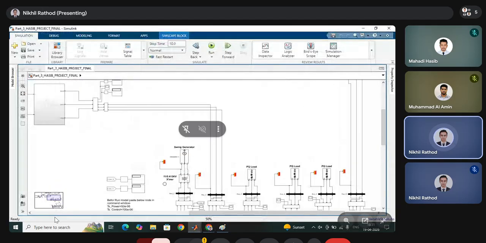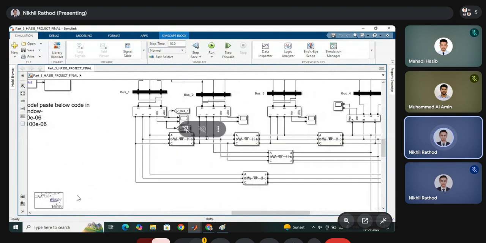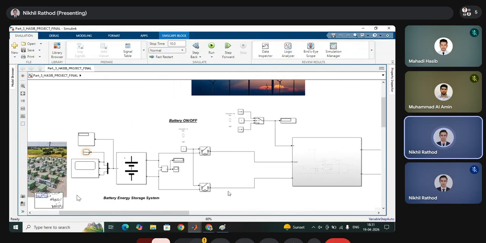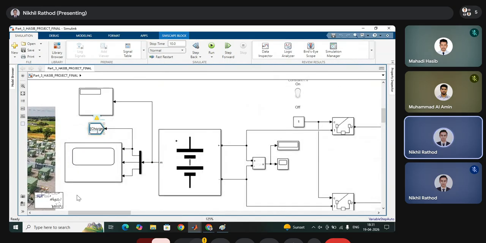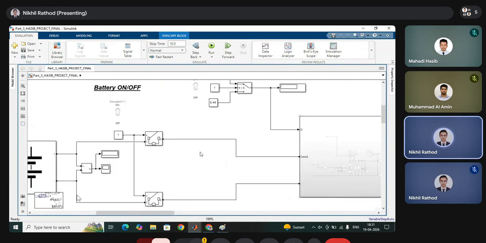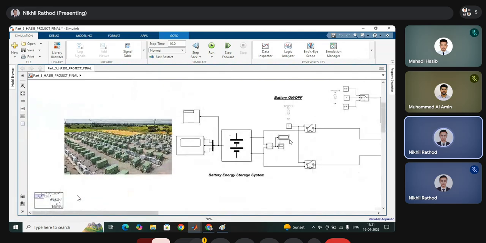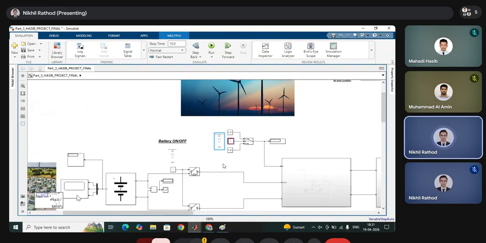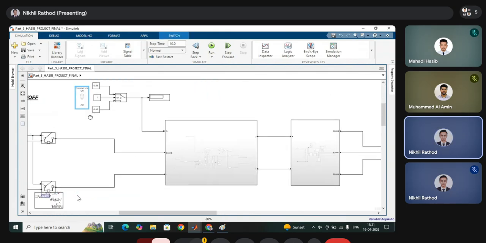Okay, this is the bus which is connected to the battery energy storage system. So this is the battery on/off. You can just turn the battery on and off. Actually, this is a charge for measurement, and it's not required right now. By just turning the switch on and off, you can control whether the battery is charged or discharged. So this is a switch.